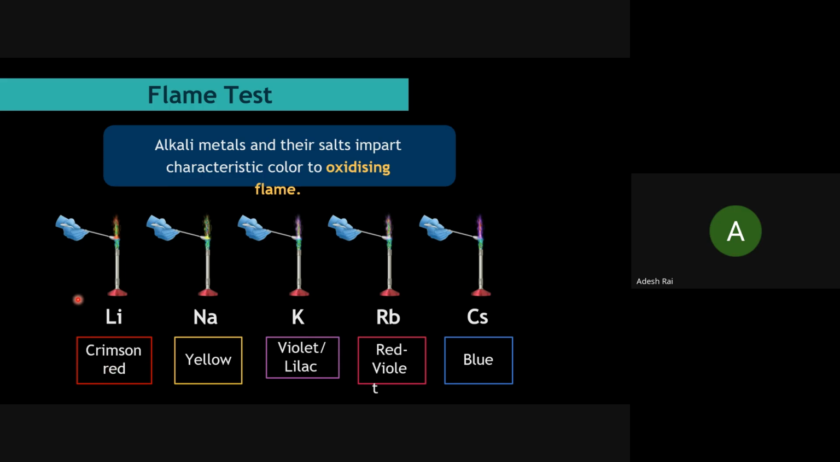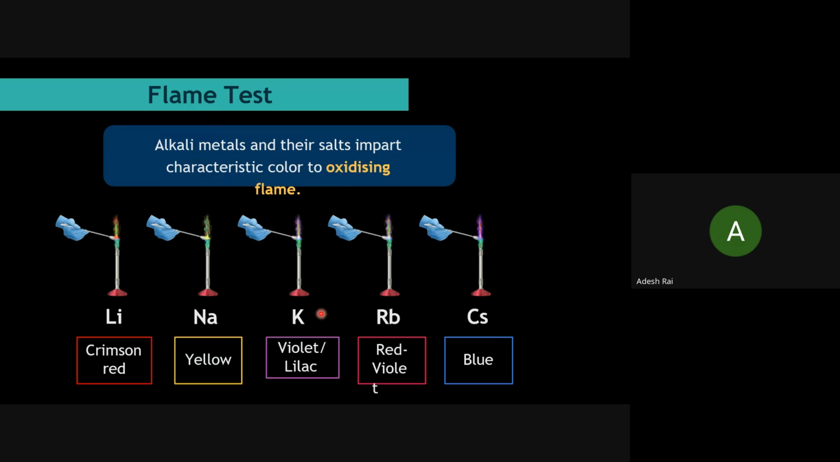On heating lithium or its salt, we get crimson red color. On heating sodium, we get yellow color. On heating potassium, we get violet or lilac color. On heating rubidium, we get red violet color. And on heating cesium, we get blue color. And what is the reason for this color?